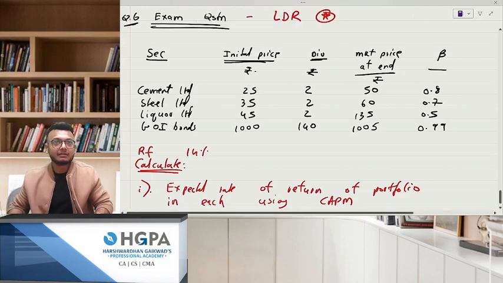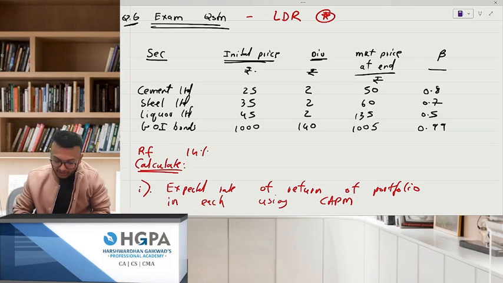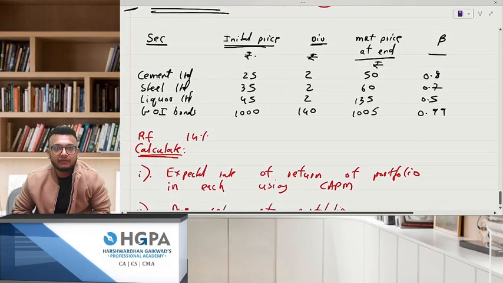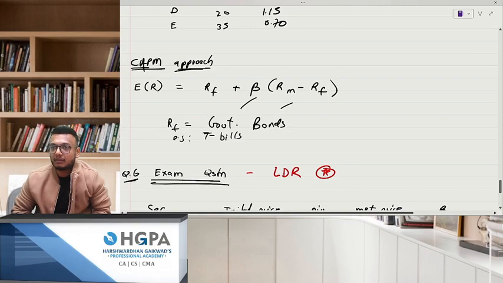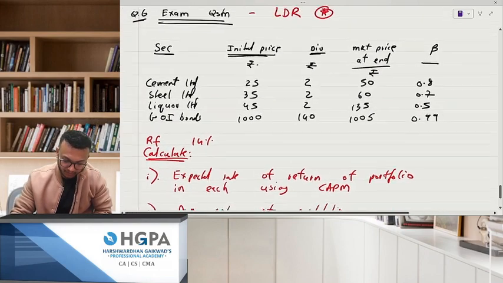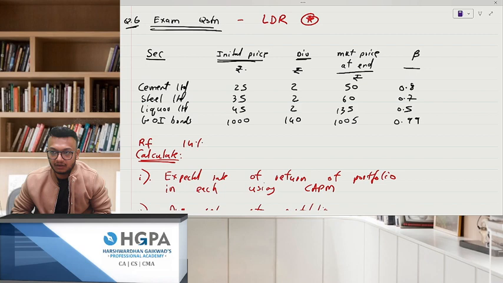Tell me what to do. What are they asking us to calculate? Expected rate of return using what? CAPM. You already know the formula for CAPM: RF plus beta, RM minus RF. Number one. Tell me, how to do it? What is missing in the question? RM is not there. So how will you find RM?